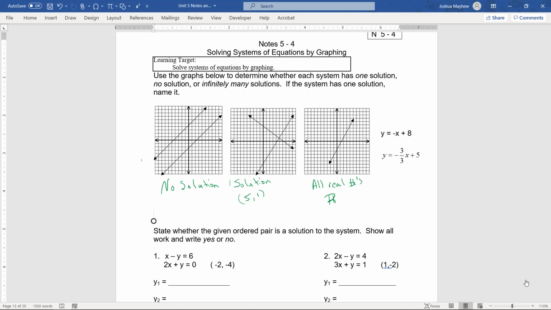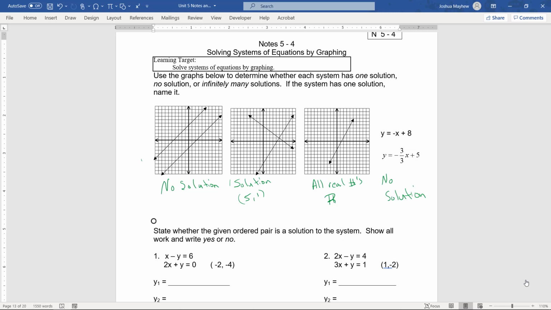And then the last situation is two lines, equations of lines. Notice that they have the same slope. -3/3 is -1, and then that has -1. But they have different y-intercepts, so they're parallel lines. That means they don't intersect, so therefore they have no solution.